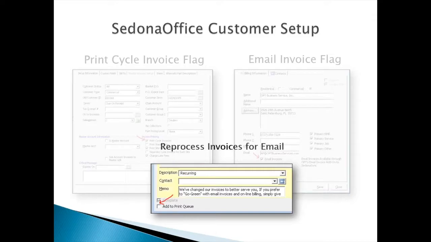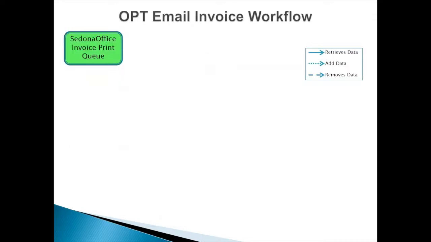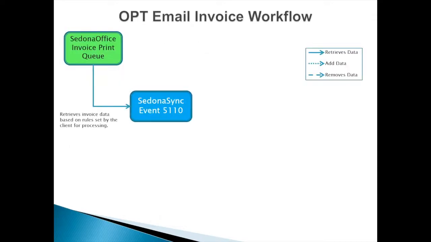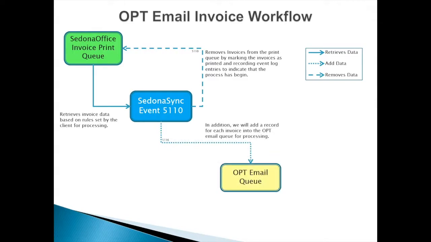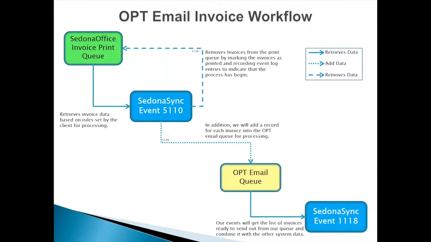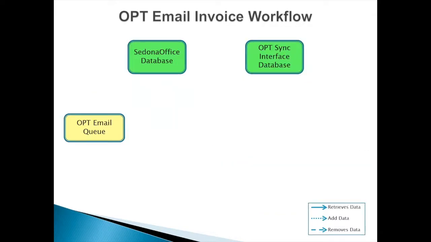If you ever need to reprocess an invoice for email, we can simply add that back to the print queue, and then our system goes out and grabs those out of the print queue, sees that they're set up for email invoicing, and sends them off to the customer. So in a sample workflow, we look at the SedonaOffice invoice print queue. We have a process that grabs those invoices because they can be emailed, and then we move into what we call our email queue, and then we process that email off to the customer and send that notification out.